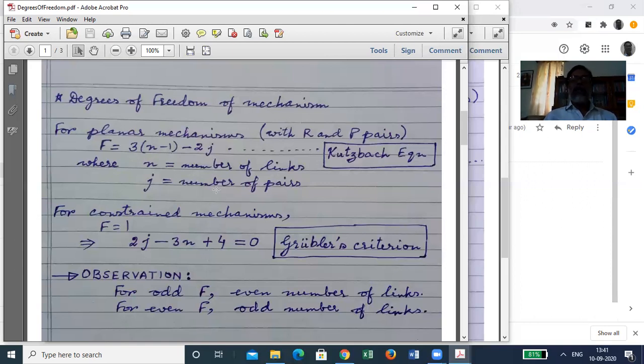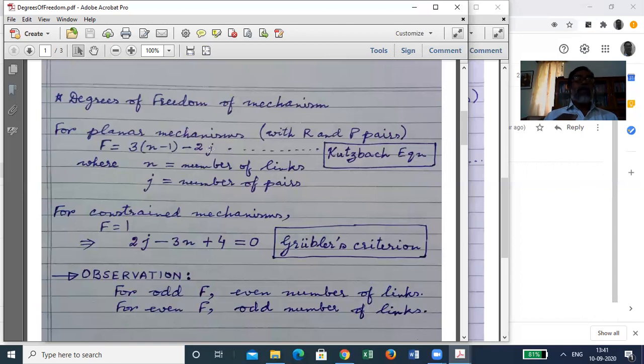Now, if there are j pairs, each of which is removing 2 degrees of freedom of relative motion, then total 2j degrees of freedom are removed. So, from these many freedoms, 3 times n minus 1 is what the movable bodies had on their own. Through the pairs, you are removing 2j of them. So the remaining degrees of freedom will be 3 times n minus 1 minus twice j. This is as simple as that.